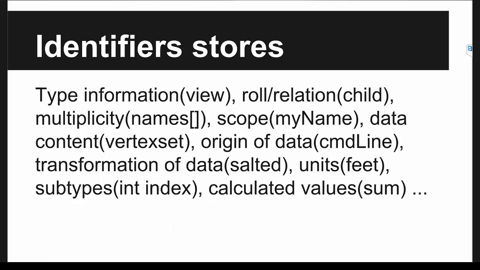So I took a look at these identifier names, and then I grouped them, and I looked at what kind of information is stored in them. And we can find that we have type information. I've already said that. Relationships, roles, Swedish again, right? So like, okay, this is a child node or something like that. Multiplicity, this is an array. We have an S in this last name. These are not just one name, it's names.